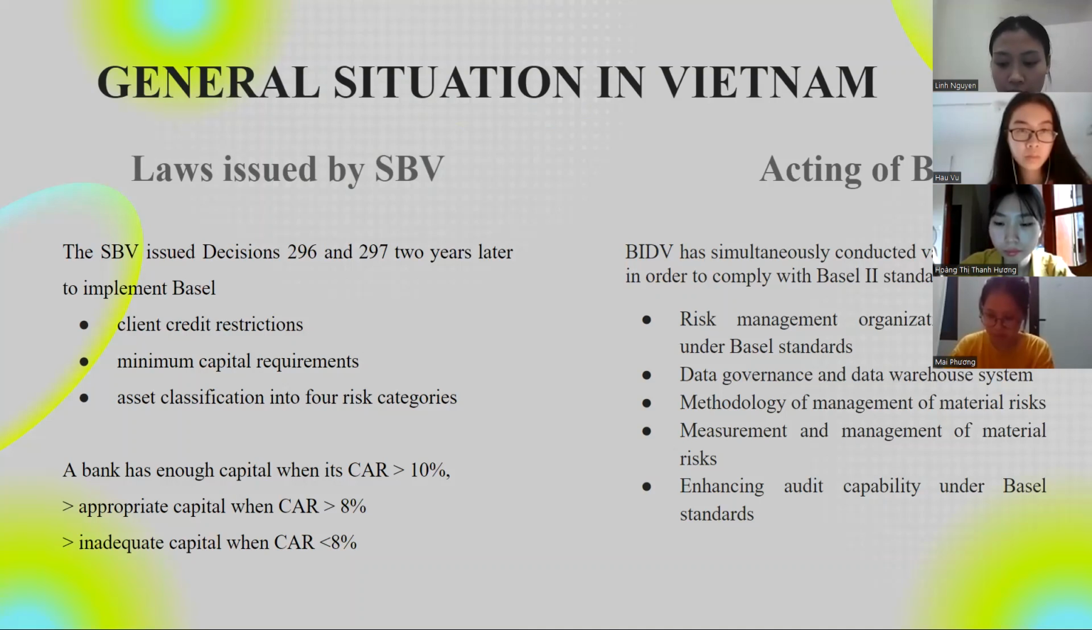Accordingly, a bank has enough capital when its CAR is greater than 10%, appropriate capital when the CAR is greater than 8%, and inadequate capital when the CAR is smaller than 8%. Commercial banks could not fulfill the minimum capital requirement due to the fundamental issues they had managing the effect of the Asian financial crisis. And BIDV was one of 10 commercial banks selected by SBV for piloting the Basel II implementation.